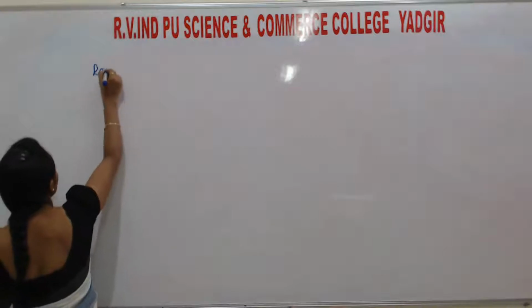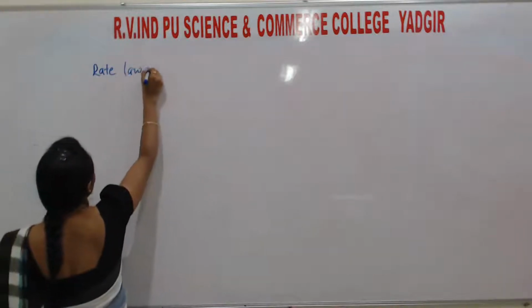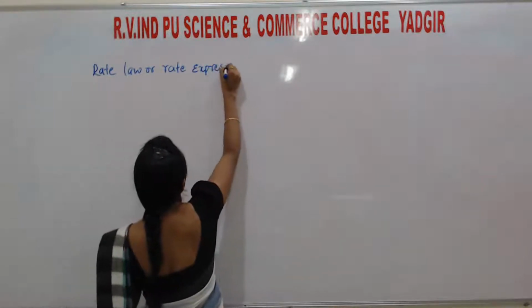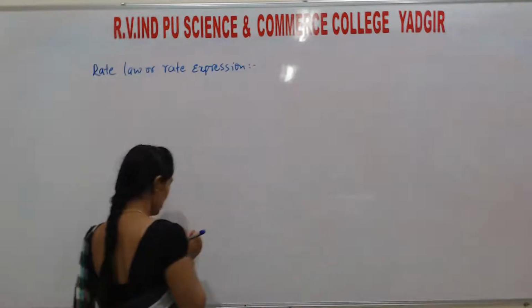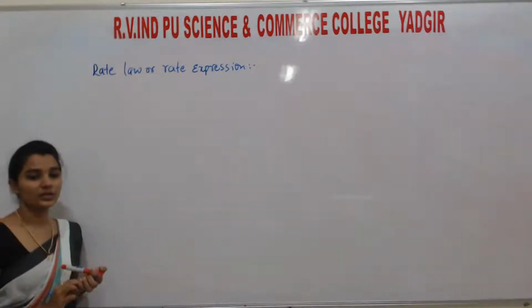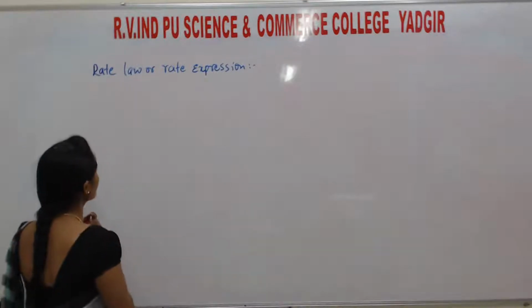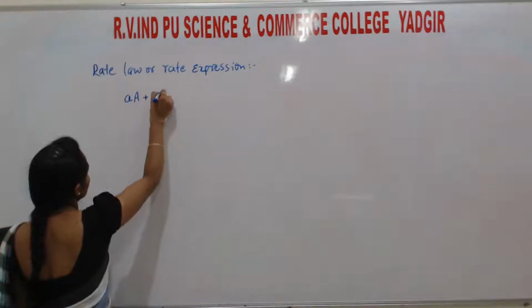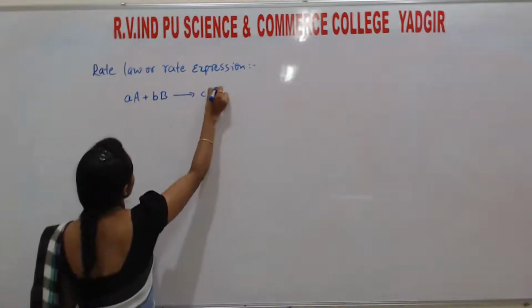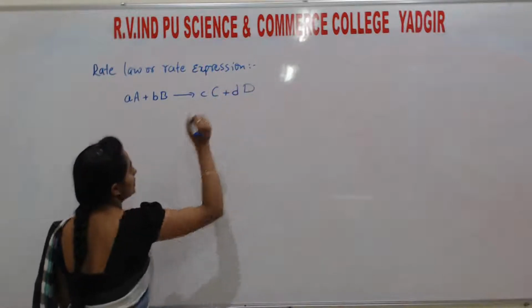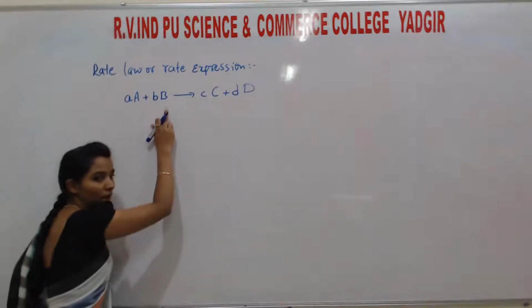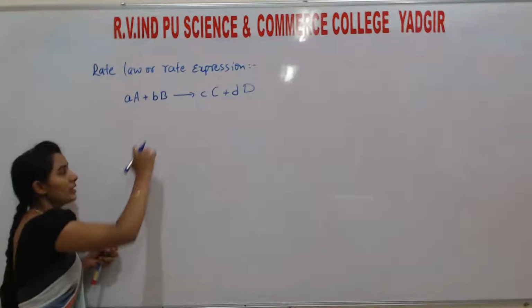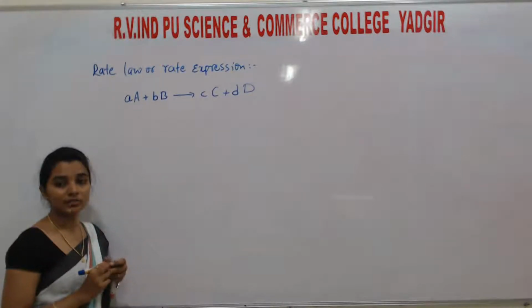Rate law or rate expression. So students, what do rate law and rate expression mean? Listen, if we consider any reaction that is aA plus bB gives rise to cC plus dD, here capital A and capital B are the reactants and C and D are the products. And the small a, b, c, d are the coefficients of the reactants and products.